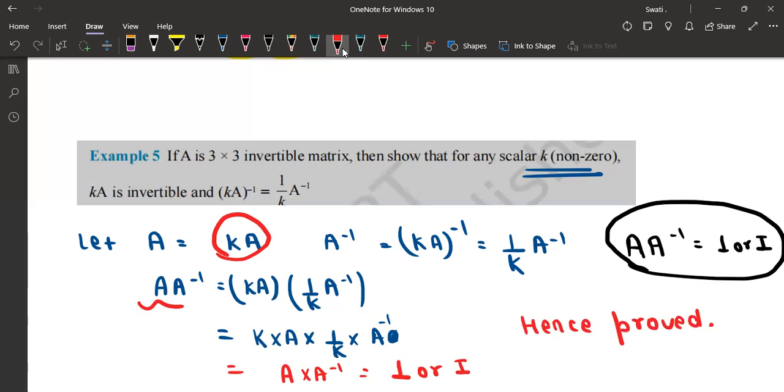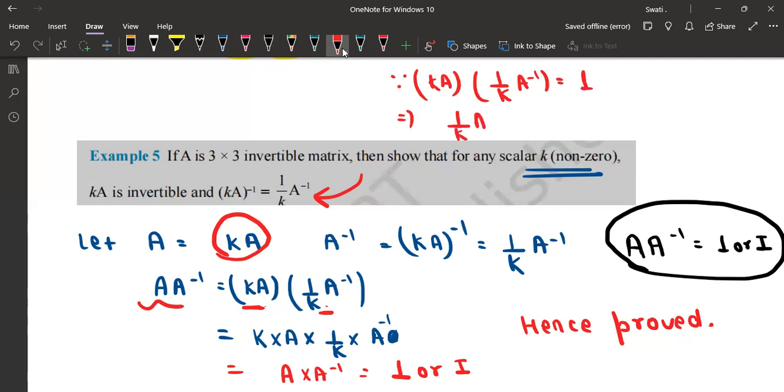And because it is invertible, the product of this and this is coming 1. That means we can also write this in that form. How? Since kA times (kA) inverse is equal to 1, this implies if I shift this kA to the other side, it will become (kA) inverse as it is, equal to 1 upon kA. That is the same as (kA) raised to minus 1. So hence proved, and that is also done.